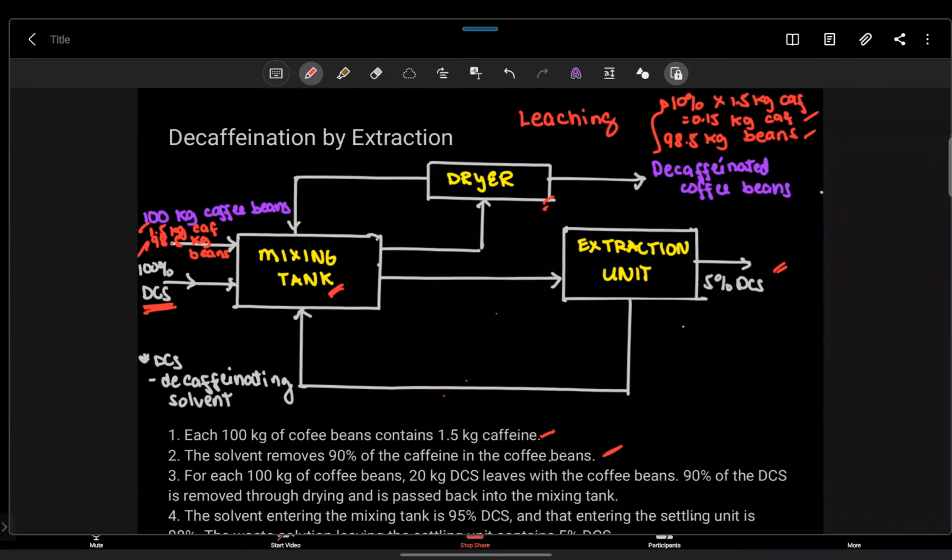Kasi ang nangyari dito, kapag minix mo yung solvent dun sa feed mo na coffee beans, what happens is that, number 3, for each 100 kilogram of the coffee beans, 20 kilogram leaves with the coffee beans. Okay? 20 kilogram leaves with the coffee beans. So, ibig sabihin, meron ka daw 20 kilogram dito na DCS.